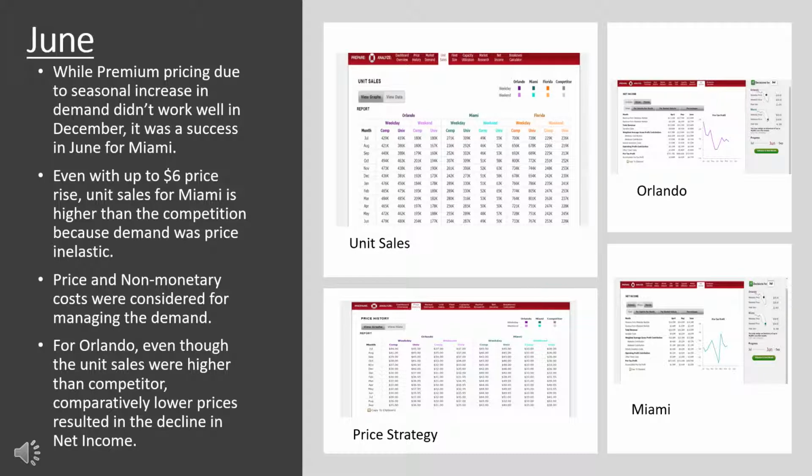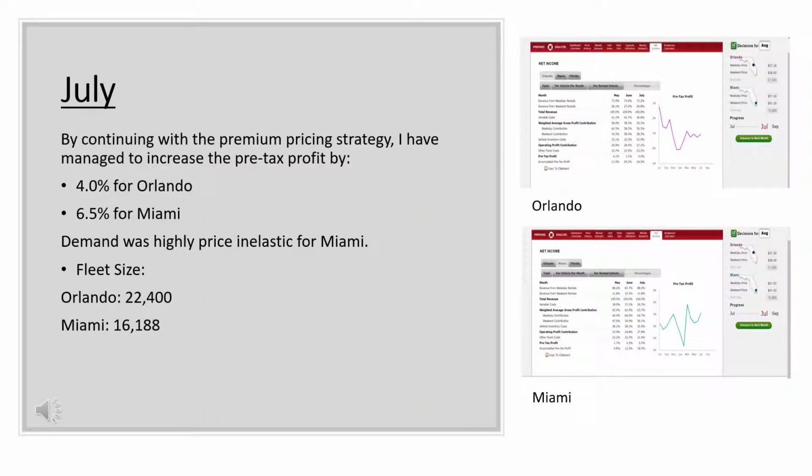While premium pricing due to seasonal increase in demand didn't work well in December, it was a success in June for Miami. Even with up to a $6 price rise, unit sales for Miami were higher than the competition because demand was price inelastic. Price and non-monetary costs were considered for managing the demand. For Orlando, even though the unit sales were higher than the competitor, comparatively lower prices resulted in the decline in net income. By continuing with the premium pricing strategy, I have managed to increase the pre-tax profit for July by 4% for Orlando and 6.5% for Miami. Demand was highly price inelastic for Miami.